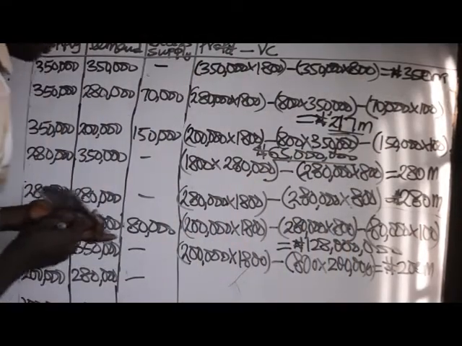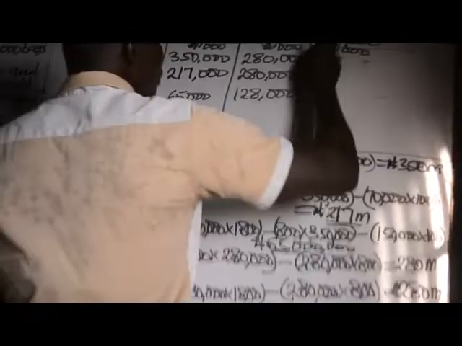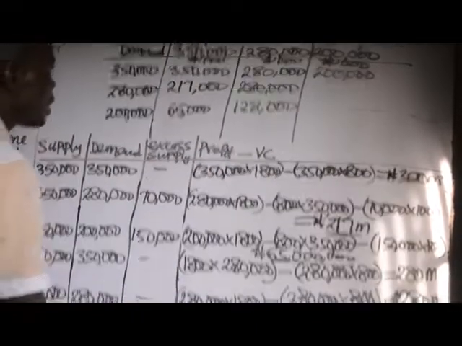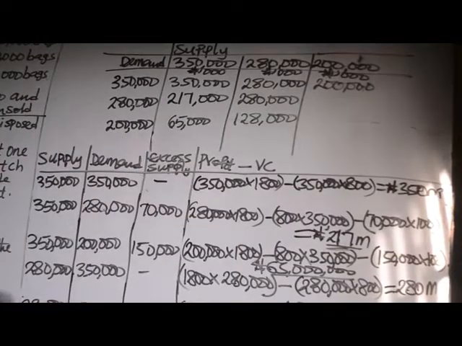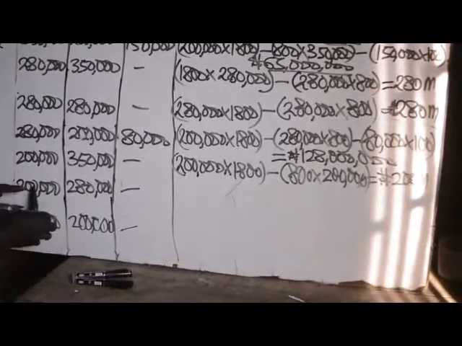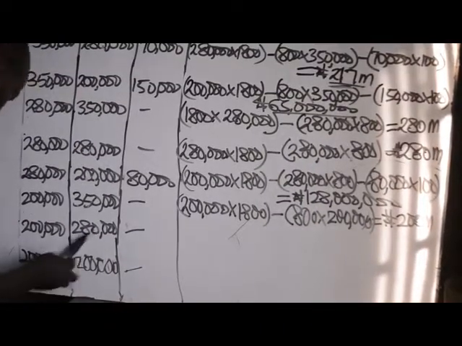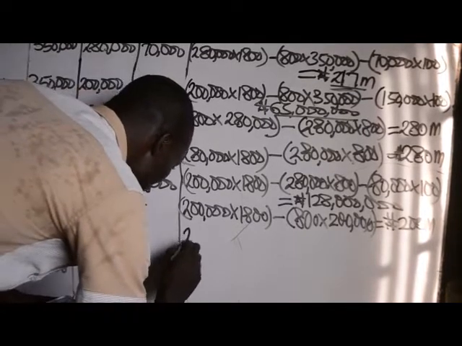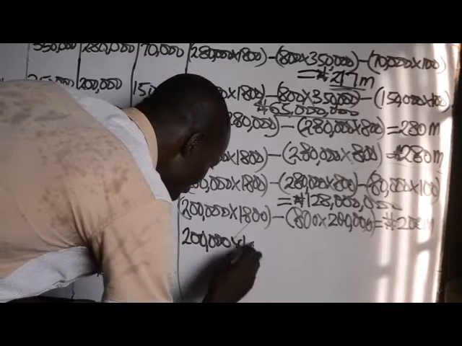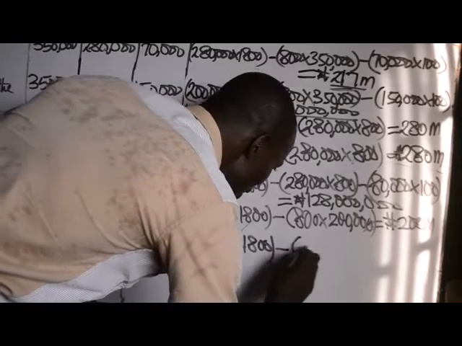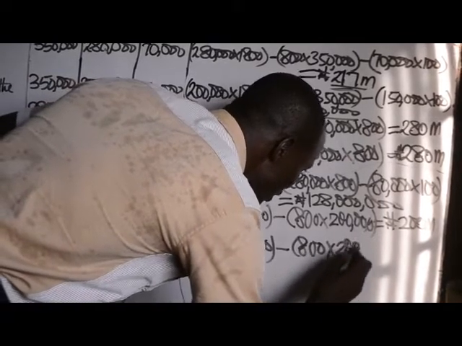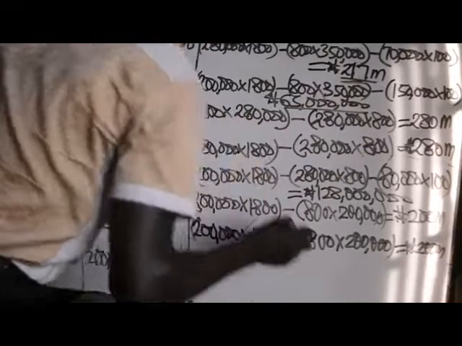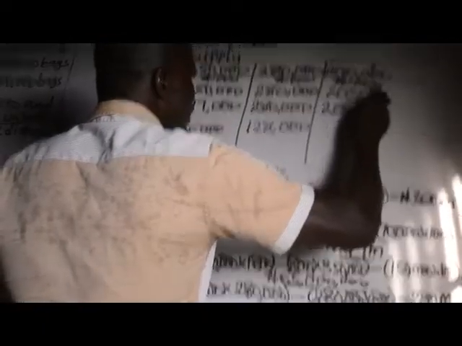200 million naira. Where the unit supply is 200,000 and 20,000 units were demanded, you cannot sell up to 20,000 since your production is not up to 20,000. That means you will only sell 200,000. So 200,000 times 1,800 minus 800 times 200,000 gives us 200 million as well.